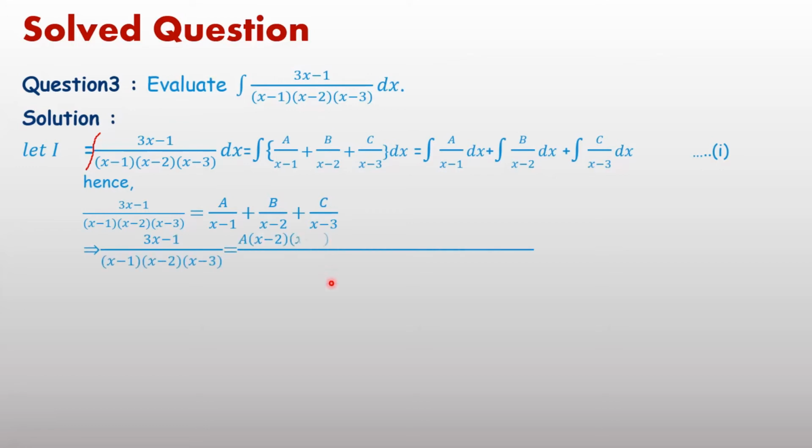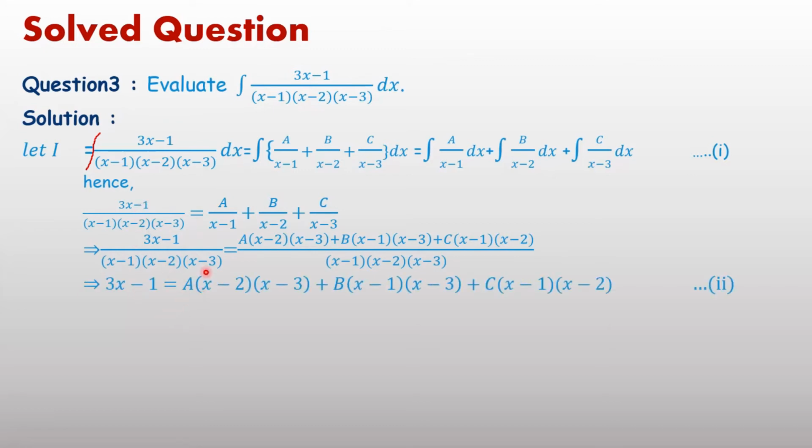Take LCM in RHS. In the numerator you will get a upon x minus 1, and the LCM is x minus 1 into x minus 2 into x minus 3. You are getting this result. Or, one more option, you can transfer the denominator to the RHS. If you multiply both sides by x minus 1, x minus 2, x minus 3, then directly you can write this result: 3x minus 1 equal to a into x minus 1 cancels out. What remains? x minus 2 into x minus 3, plus b, x minus 2 cancels out, x minus 1 into x minus 3, plus c, x minus 1 into x minus 2.